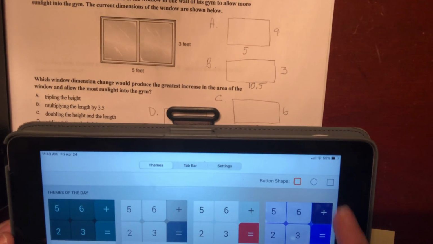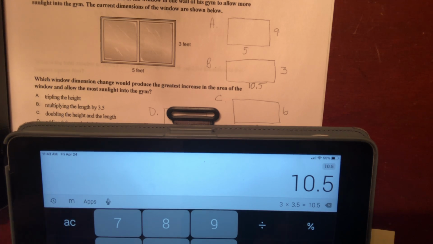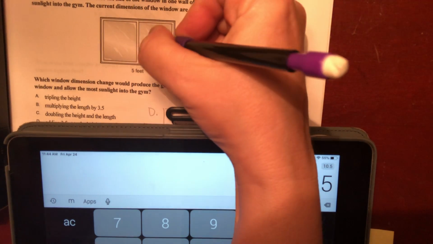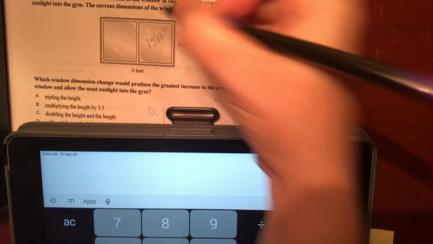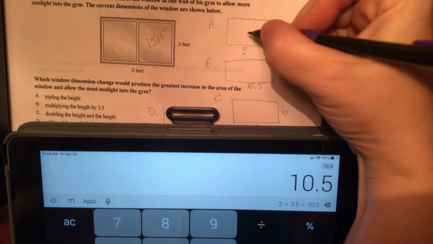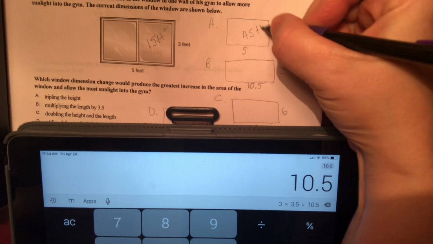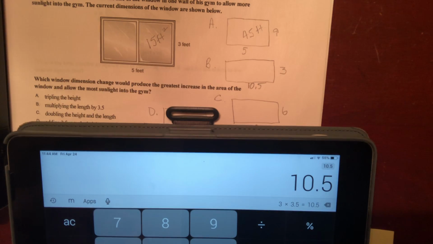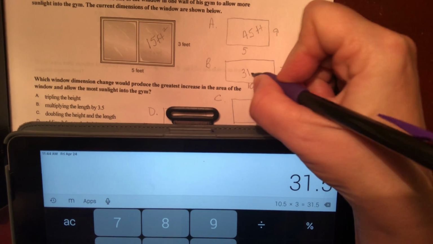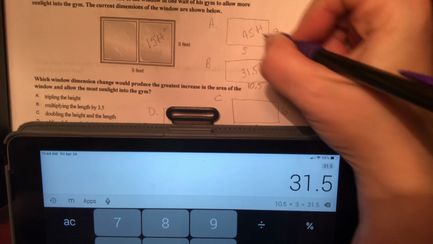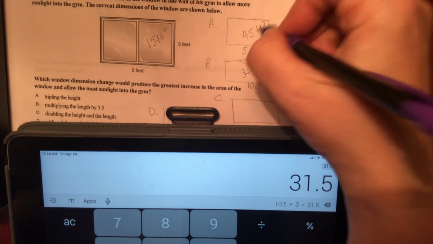I think you all know the way you find area is length times width. Okay, so we got 5 times 3 is 15. We know that. 15 feet squared. 5 times 9 is 45 feet squared. So that's a lot bigger than 15. 10.5 times 3 is 31.5 feet squared. So it's not this one. So far, that one's the biggest one.